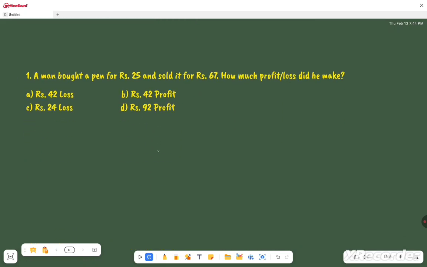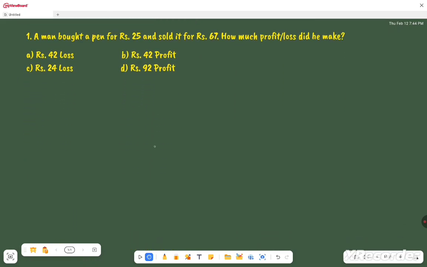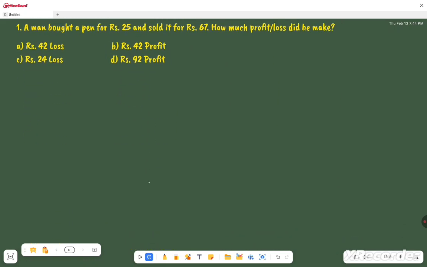Now let's solve some problems. We are going to solve 2 problems in this video, and after solving these 2 problems, I think you will have better clarity about this chapter. Now let's do the first question. Let's read it. A man bought a pen for rupees 25 and sold it for rupees 67. How much profit or loss did he make?